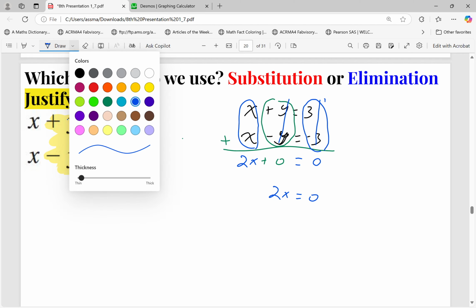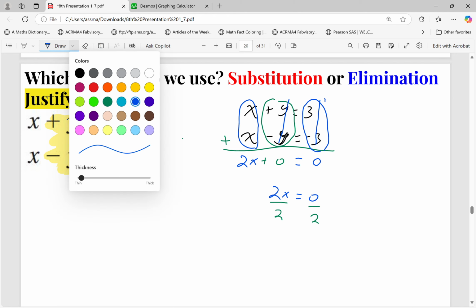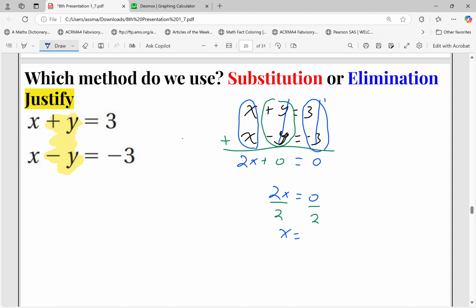So then what I could do is solve for x, which makes it a little bit easier. I go ahead and divide by 2 on both sides. And I get x is equal to 0.